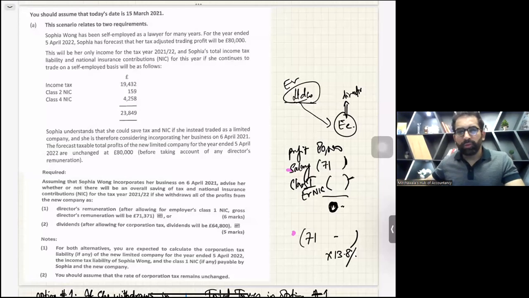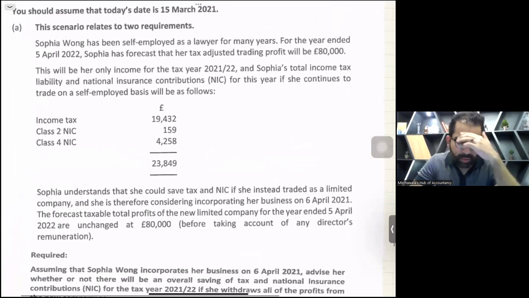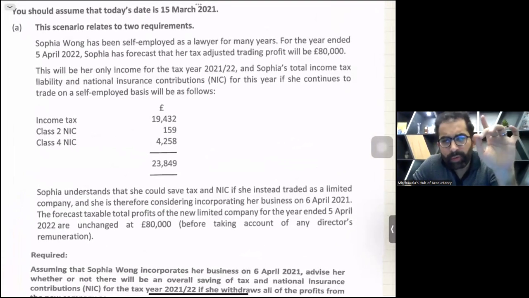Okay, so we are doing the last question now. I think this question is also available in your exam kit. You can check. The name of the question is Sophia Wong. Now let's start. Sophia Wong, please, you have to help me for some taxes now. For NICs, you have to calculate yourself now.